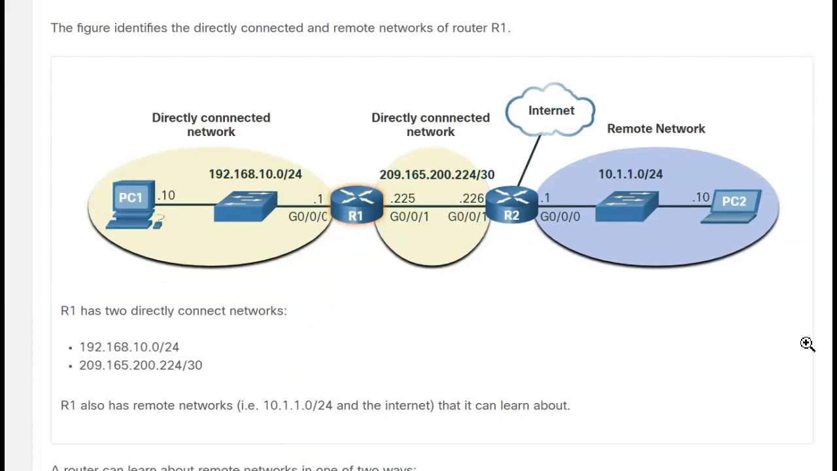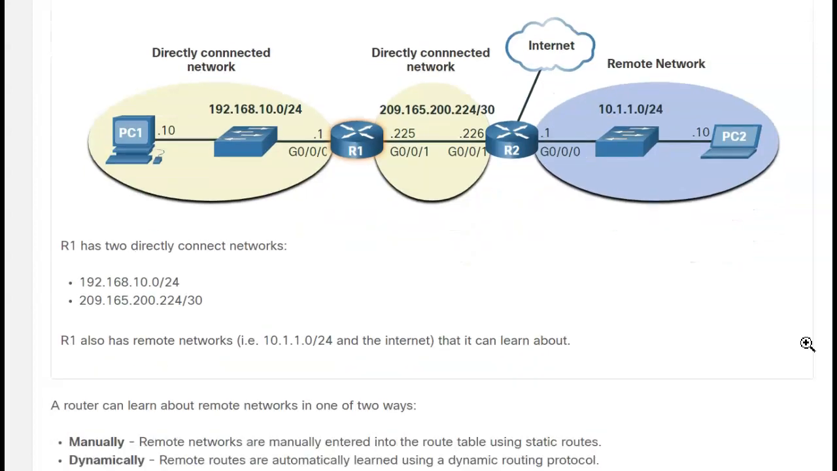So in this example, you look at router 1, it has two directly connected networks, the 192.168.10.0 network and the 209.165.200.224 network. And those are the only two directly connected networks it knows about. But router 1 also knows about the 10.1.1.0 network because it was remotely connected, and router 2 says, hey, I'm going to share what networks I know about with whoever is directly connected to me, based on the routing protocols.